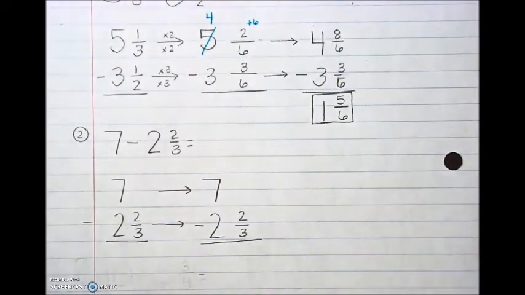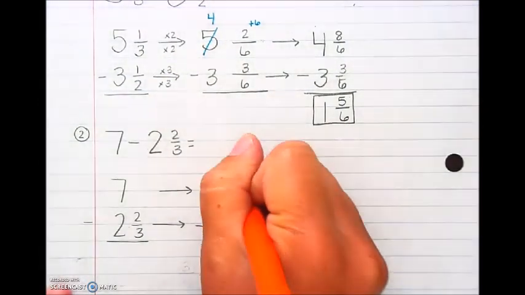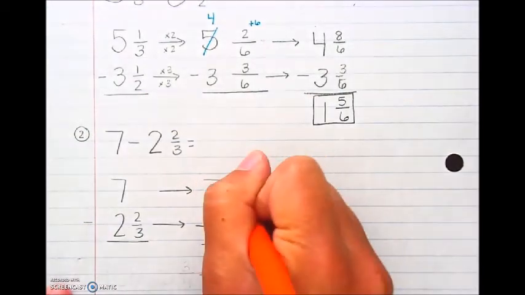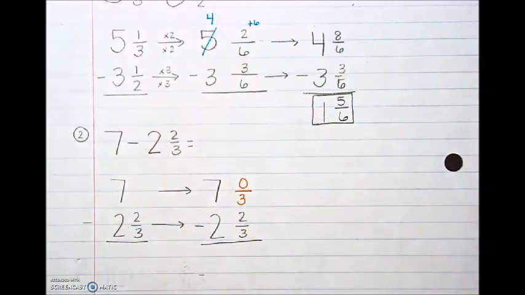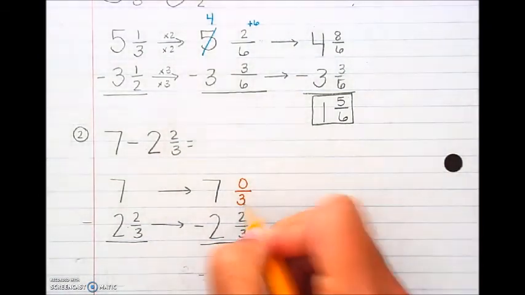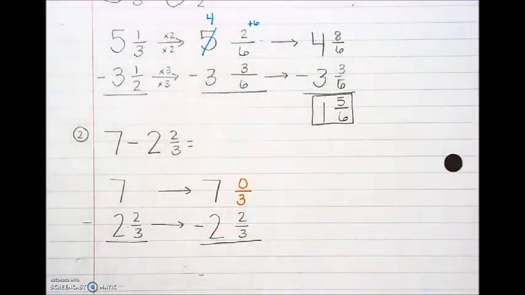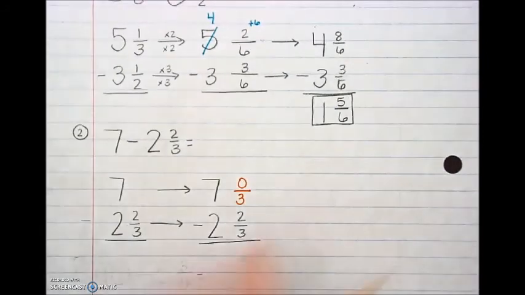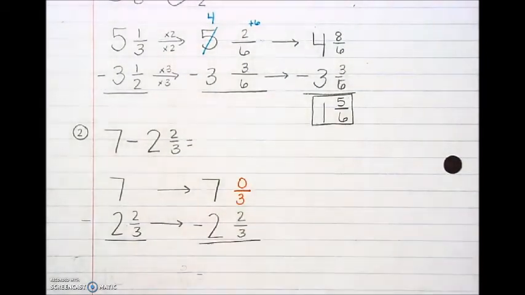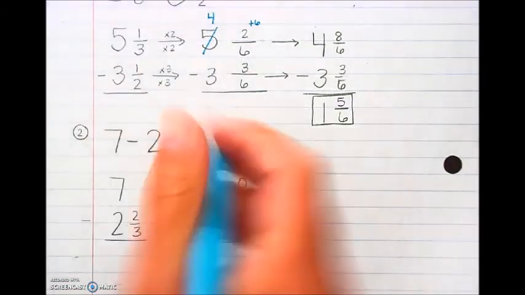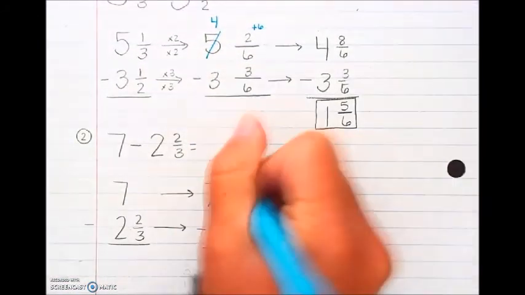So what I would suggest is as a placeholder, next to the 7 or whatever your whole number is, write the fraction 0/3, or 0 over whatever your denominator is. Now when you look at this, you'll say, wait a second, I can't take 2/3 away if I don't have any thirds. So that way you know you need to regroup.